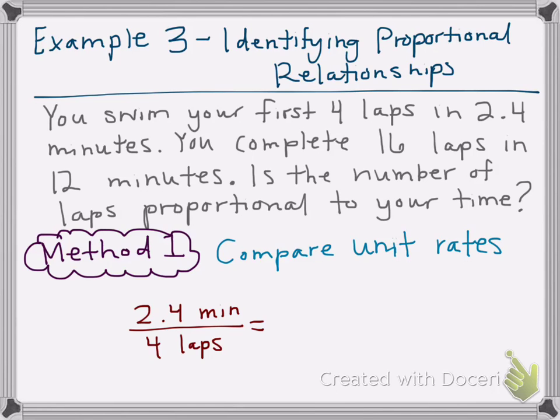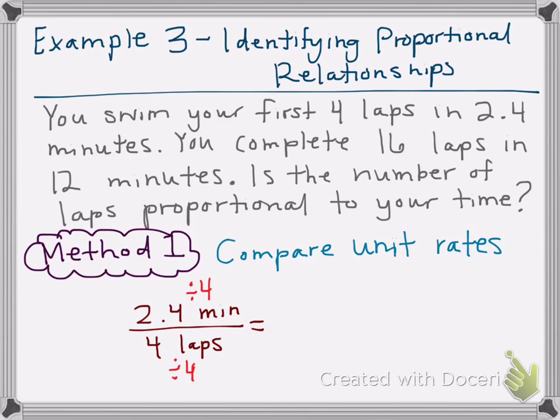So the way that we would do this is we would divide by 4, am I right? Because that becomes 1. So we would have 1 lap, and whatever we do to the bottom, we must do to the top. I'm sorry, that might confuse you. I want you to make sure that you are dividing that number by 4, not 4 by that number. So 2.4 divided by 4, 4 divided by 4, okay?